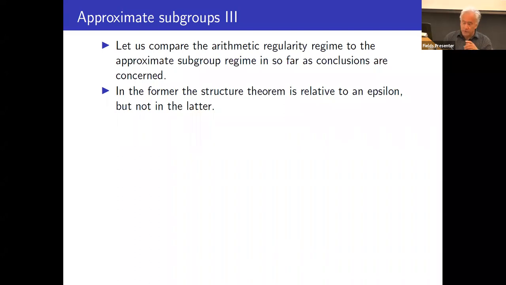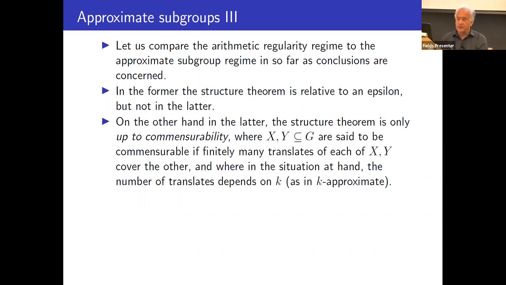It's an epsilon, but not in the arithmetic context. On the other hand, in the arithmetic, sorry, I'm confusing. In the arithmetic regularity context, there's an epsilon, not in the approximate context. On the other hand, in the approximate context, the structure theorem is only up to commensurability, where X and Y and G are said to be commensurable if finitely many translates of each of X, Y cover the other.